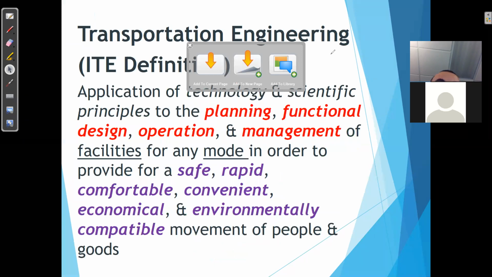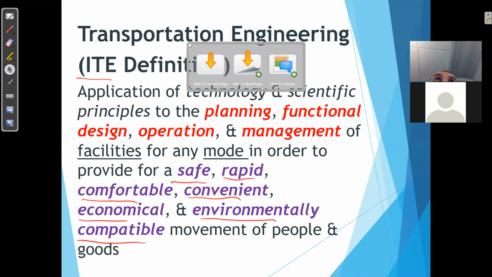So when we talk about transportation engineering, things that we did in our transportation class, if you had my transportation class, then this is just the definition that was done by the ITE. If you remember on Wednesday, I brought the ITE handbook. So it's like our kind of Bible. And it has a definition. If you remember, transportation is when you want to apply some design, scientific technology in the planning and functional design and operation of facilities. And this is your target to provide a safe, rapid, comfortable, convenient, economical, environmentally compatible movement of people and goods. So this is what you want.